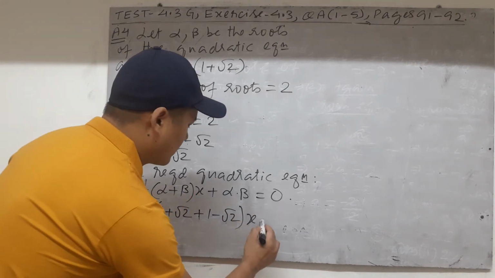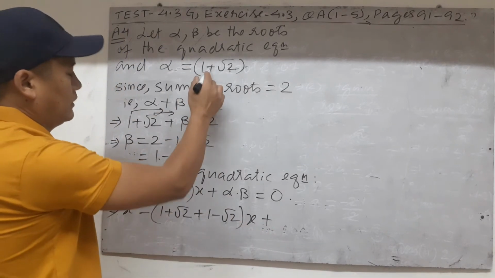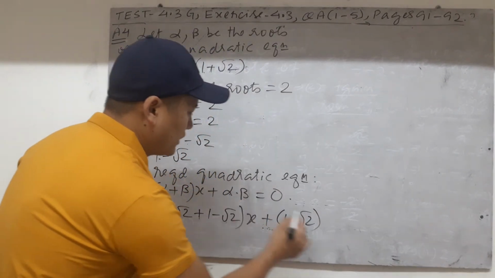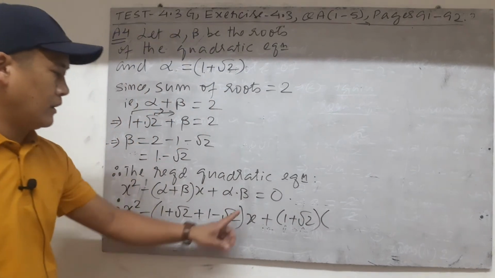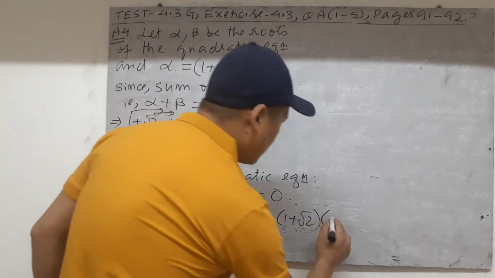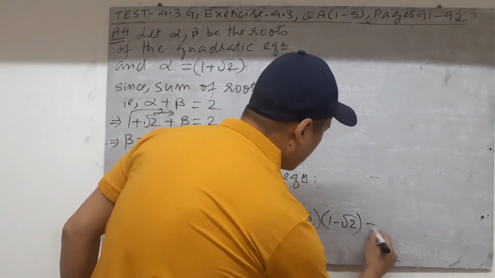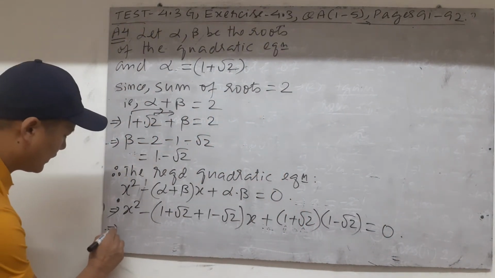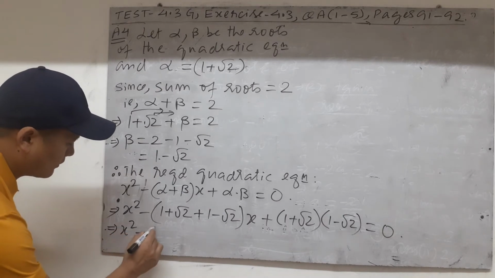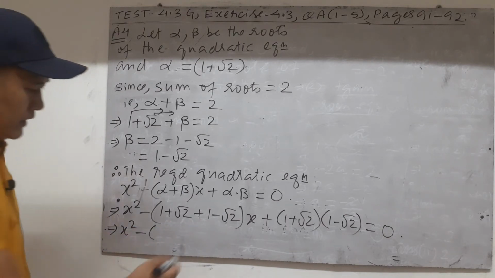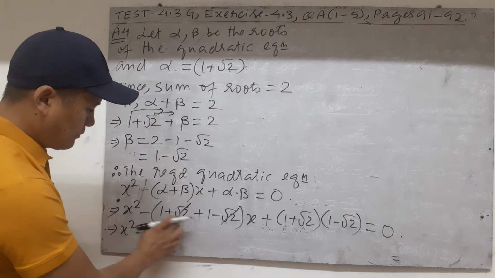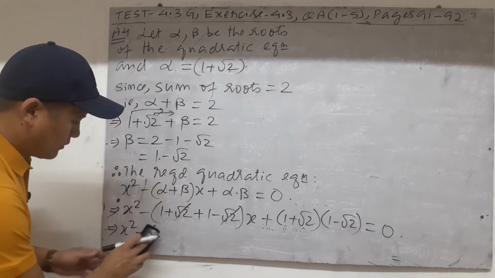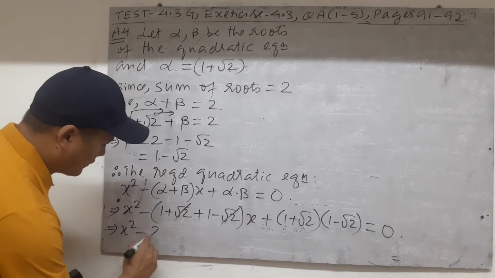Right here x plus alpha here 1 plus root 2. Dot means another bracket into beta here 1 minus root 2 is equal to 0. Right, so you can solve this and write down x squared minus bracket. Now here minus root 2 plus root 2 is 0. So 1 plus 1 is 2. 1 plus 1 is plus 2. So you can just remove the bracket and write here 2.